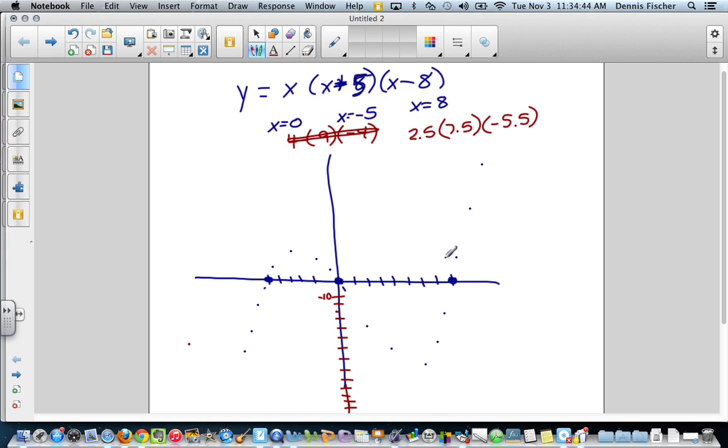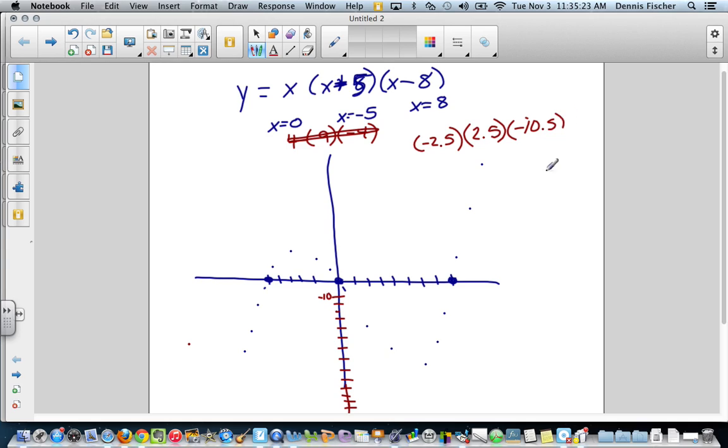Did I miss any values here? Oh, yeah, okay. I see. Actually, let's start over. My fault, I messed up there. We're not plugging in 2.5, we're plugging in negative 2.5. So we're going to get negative 2.5 times negative 2.5 plus 5, which is 2.5. And then negative 2.5 minus 8 is negative 10.5.